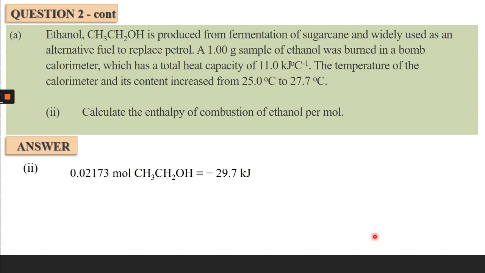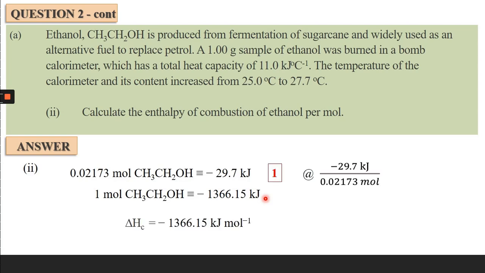Next, we do stoichiometric coefficient. 0.02173 mole of ethanol releases 29.7 kJ. It means if you have 1 mole of ethanol, it will release 1366.15 kJ. So this amount of heat release for 1 mole ethanol, it means that the delta H combustion is negative 1366.15 kJ per mole. So these are the marks for this question.